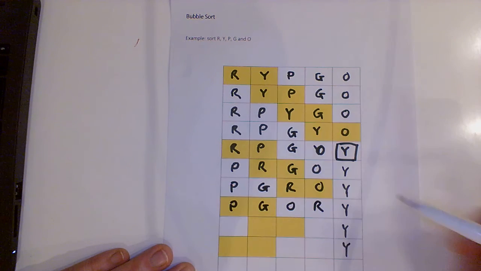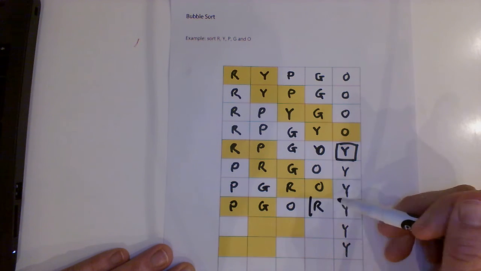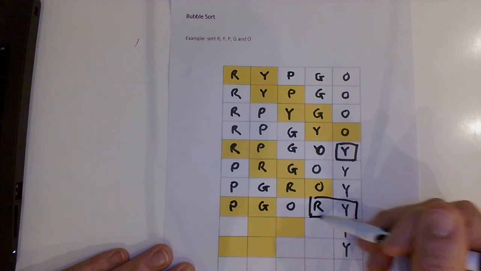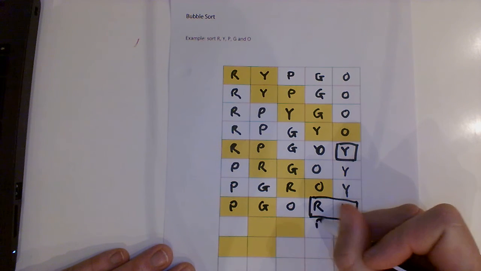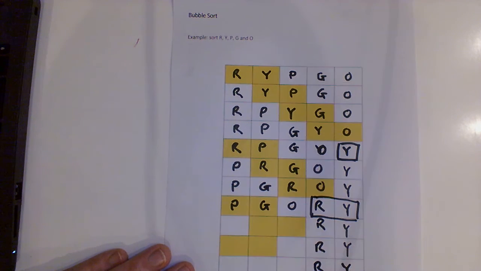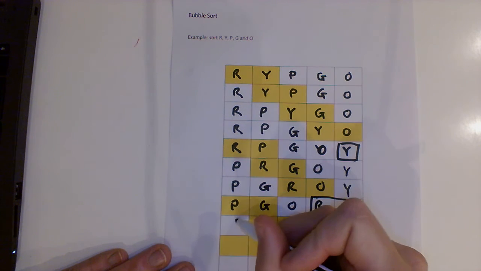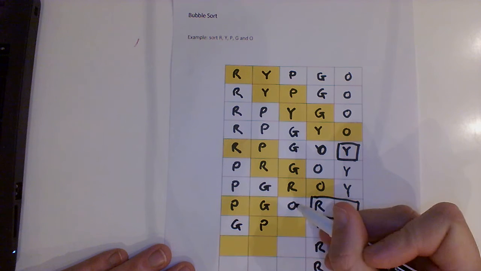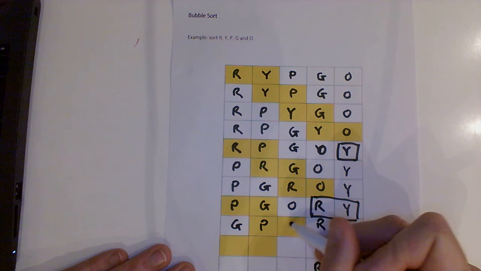So I've now made two passes through the list, so both of those items are in the right order. So R will be in that position, and that is not going to change throughout the rest of the algorithm. So I go back to the beginning. P and G, wrong order, swap. Copy the remaining value down.